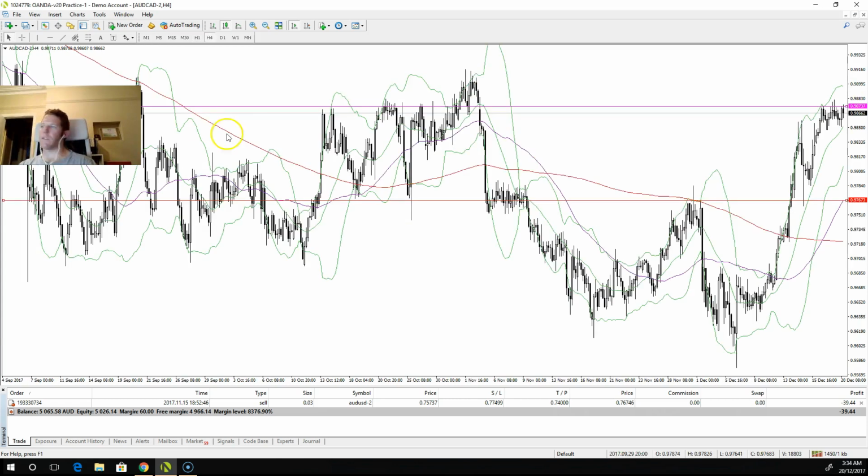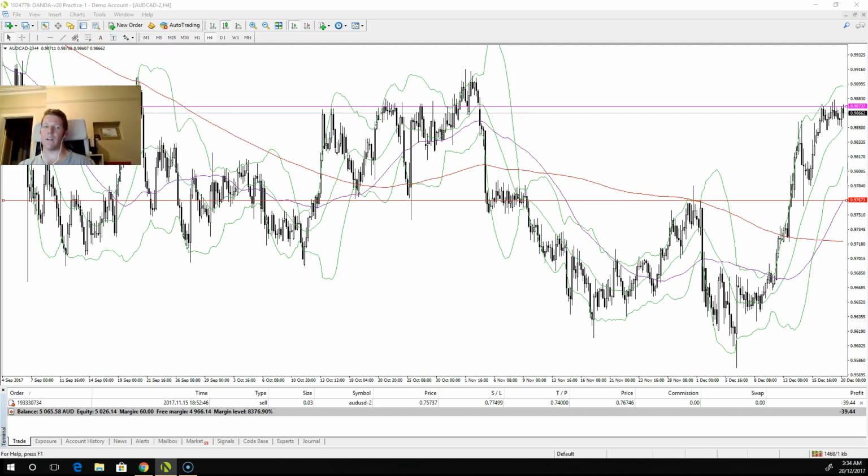AUDCAD. This one's not too bad. I mean, there is resistance, yes. But if we can close above here, and there's more there, but it's not perfect. There are no perfect setups right now, guys. So I want that to be pretty clear.